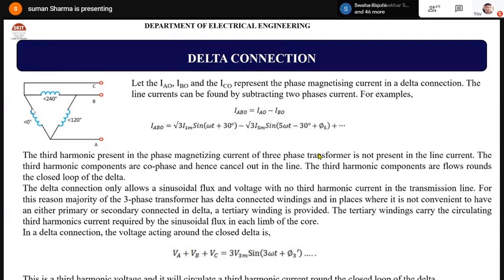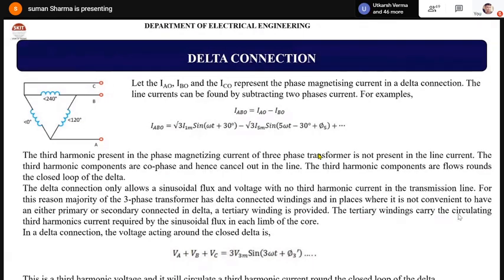Delta connection allows sinusoidal flux and voltage with no third harmonic current in the transmission line. So this is the advantage of delta connection, that there is no third harmonic current in the transmission line. For this reason, the majority of three-phase transformers have delta connected windings, and in places where it is not convenient to have either primary or secondary in delta, there will be a third winding called tertiary winding, which is delta connected.